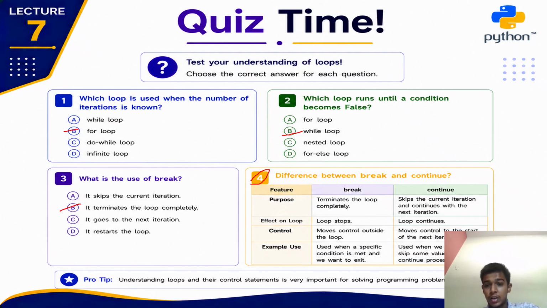The break statement completely stops the loop. The continue statement does not stop the loop. Instead, it skips the current iteration and moves to the next iteration. This is one of the most important differences you should remember.